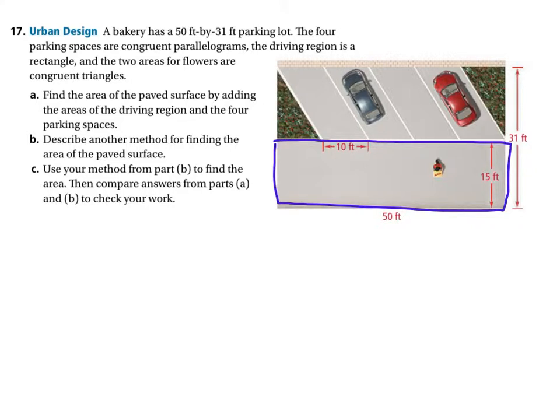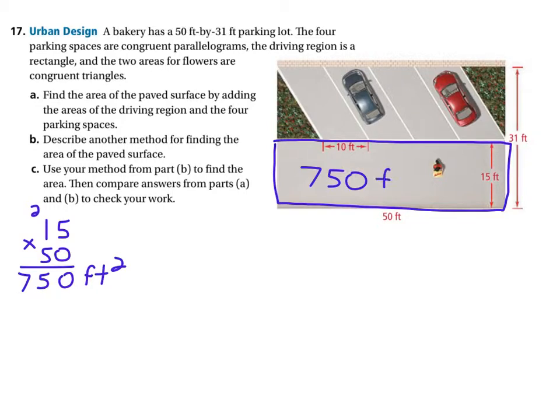Well, since it's a rectangle, it's pretty straightforward. You've got a width of 50 and a height of 15. So you can say 15 times 50. 0 placeholder, 5 times 5 is 25, carry the 2, 5 times 1 is 5, plus 2 is 7. So you've got 750, and what is it? Well, they were each in feet, so it's 750 square feet. I'm going to write that in there, 750 square feet. Okay?